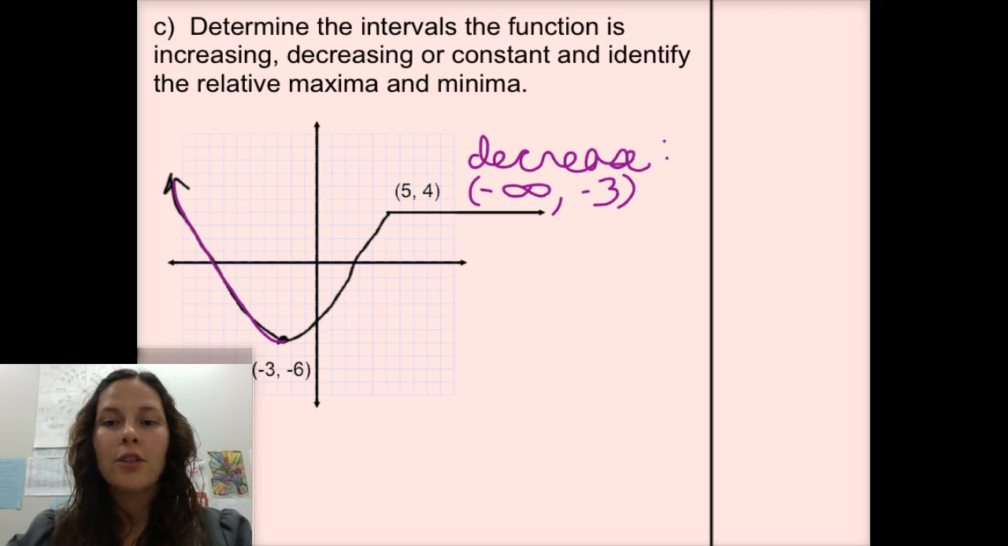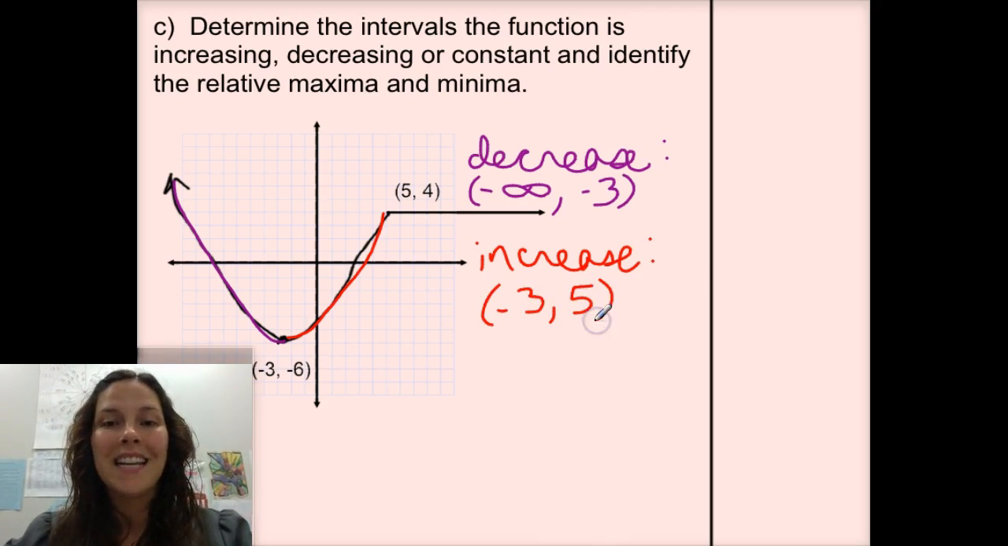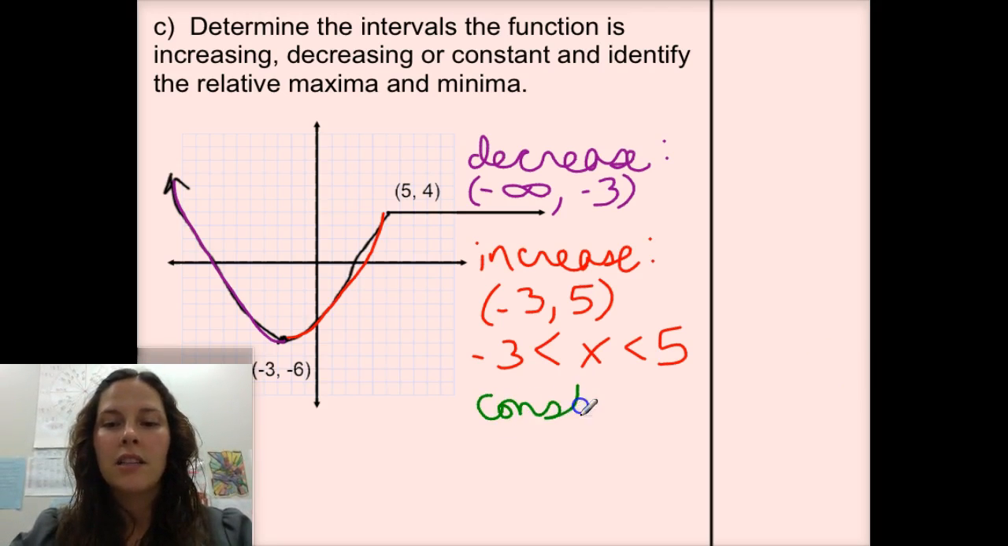After that, our graph turns and starts increasing until we get to an x value of 5, so between -3 and 5. Again, this is not an ordered pair. This is the interval notation saying as x is traveling between the values of -3 and 5, our function is increasing. And of course, we see that last piece where it's a horizontal line. So our graph is constant from 5, and the arrow means continuing until infinity.